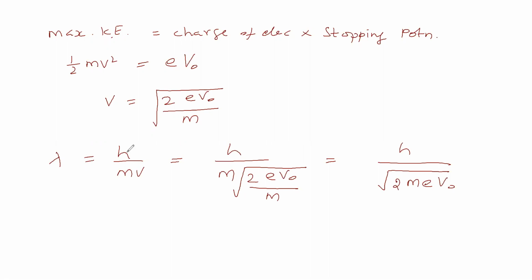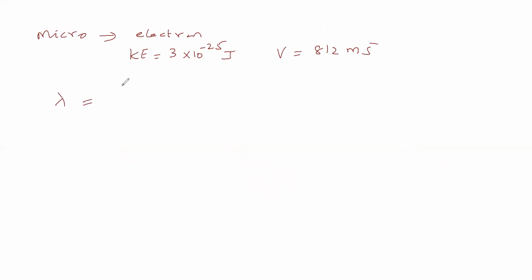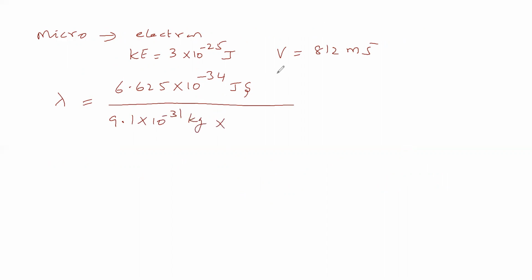Substitute h, which is a constant. m is the mass of the electron, which is a constant. Substitute the mentioned velocity and we will get lambda. So lambda is equal to, h value we are substituting, the value is so and so, and the unit is joule second. Then m is the mass of the electron, substituted in SI unit. The velocity we calculated here, that we will substitute. We will simplify this one.